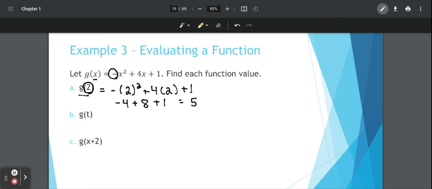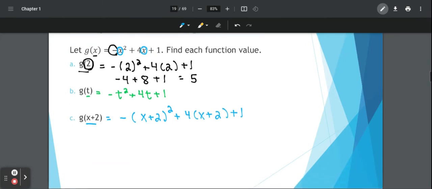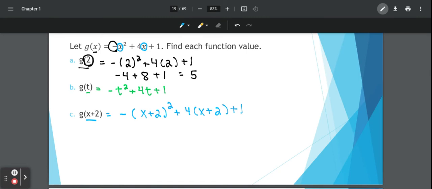In the second part, this g of t means we're just substituting a t in for our x's. So we'll have negative t squared plus 4t plus 1. And then on the last one, where we have g of x plus 2, then that means wherever we have an x up here, we're replacing it with an x plus 2. So we're going to have a negative (x plus 2) squared plus 4 times (x plus 2) plus 1. Remember to leave that x plus 2 in parentheses so you remember that you either need to distribute or FOIL.